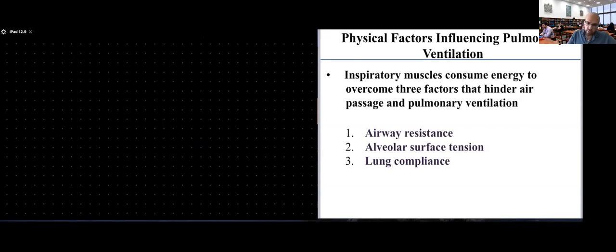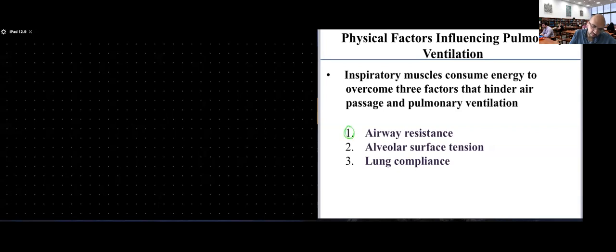So we're looking today at the physical factors that will be affecting the pulmonary ventilation. How this pulmonary ventilation that we've been discussing is going to be affected, and what are the factors that will play a role in determining the amount of air and the force of contraction that you are required to perform in order to allow air in and out. All right, so three factors.